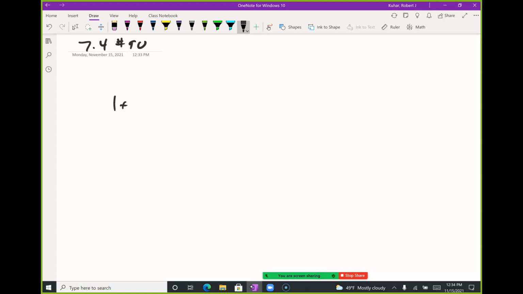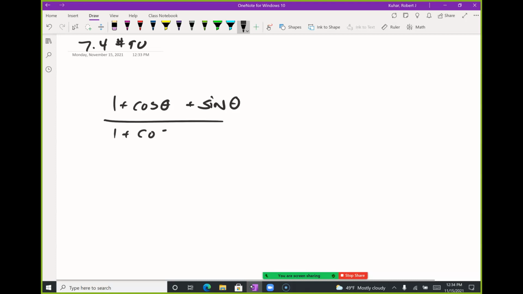So I have (1 plus cos theta plus sine theta) all over (1 plus cos theta minus sine theta) equals secant theta plus tan theta. Well, I don't know what to do on the left.